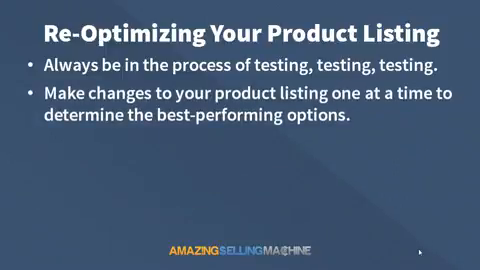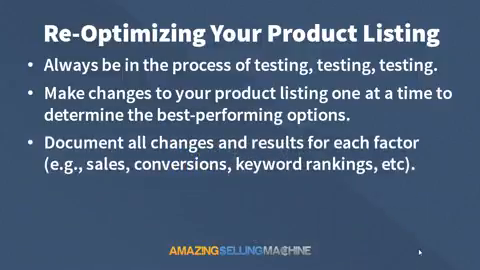It is important to make changes to your product listing one at a time to determine the best performing options. You can only make one change before you can see what that change is doing. If you make multiple changes, you're not going to know which change actually made the most difference. In order to know which change caused the effect, you can only have one change. So make sure you're doing one change at a time, and then you see what the effects are of that change before you make another change to your product listing.